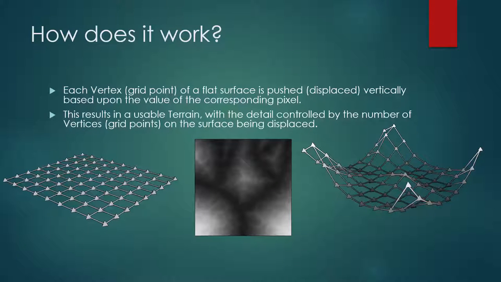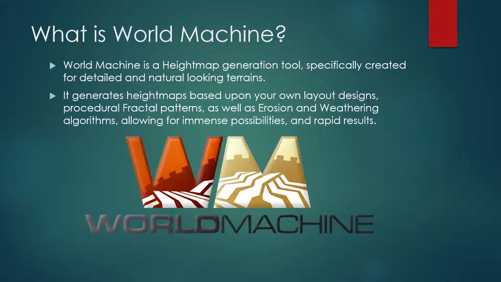So we need to somehow create a height map that looks awesome when we do this process of displacing it. The way we do that is to use something like World Machine. There are a number of different tools, things like TerraGen or Vue or other applications like that. They're all totally valid. But in this case, World Machine is a height map generation tool specifically created for detailed and natural looking terrains. It generates the height maps based upon your own layout designs and allows you to craft them and design them, but it also can give you automatic results. We can also do things like weather them down. And yeah, it's a really powerful tool, and it's very exciting.